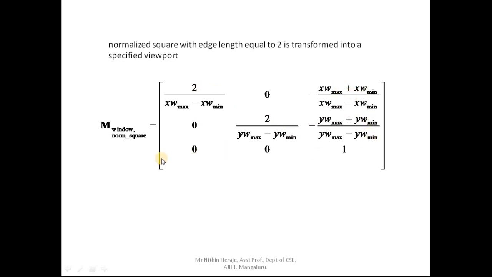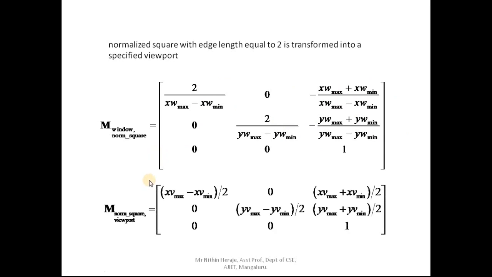Just remember this matrix. Okay, so the next matrix is from the normalized square to the viewport. So again this is a 3 cross 3 matrix. You need to remember this 3 cross 3 matrix. Okay, so this is a matrix from normalized square to the viewport screen. Again this needs to be remembered. All right, I hope it is clear now for you. We'll move on to the next.